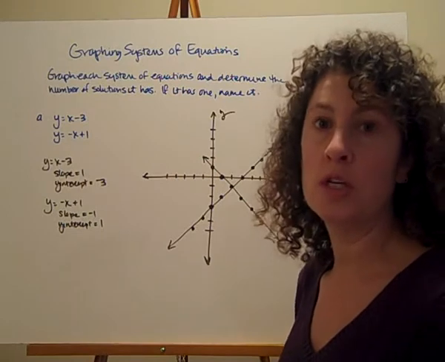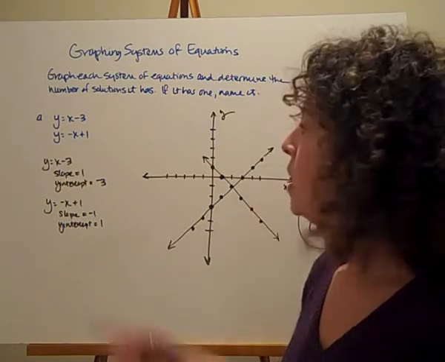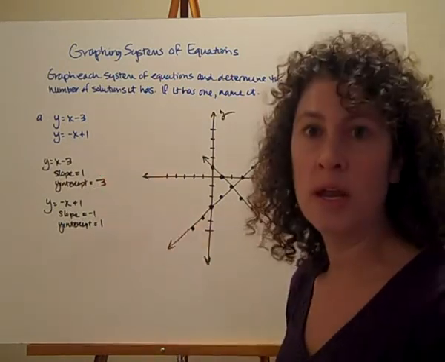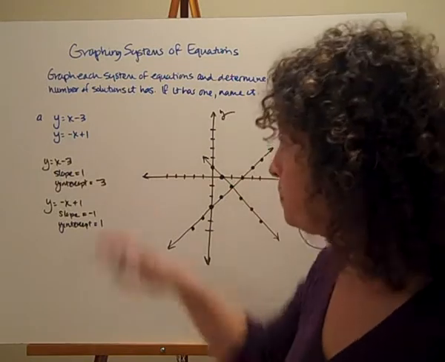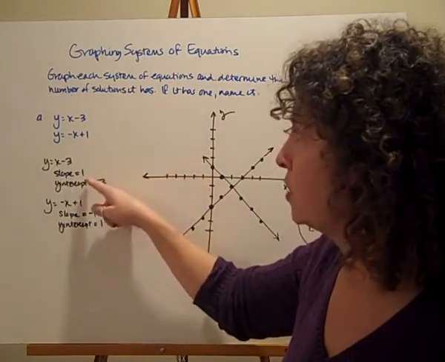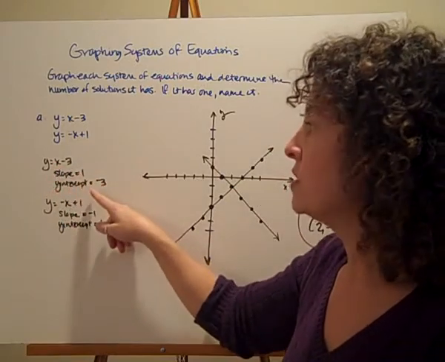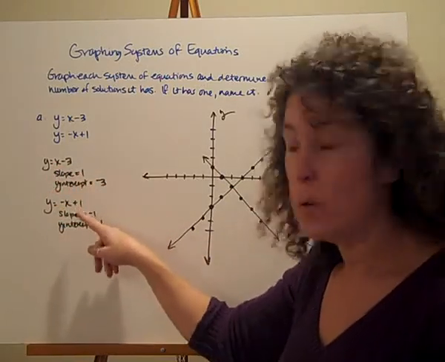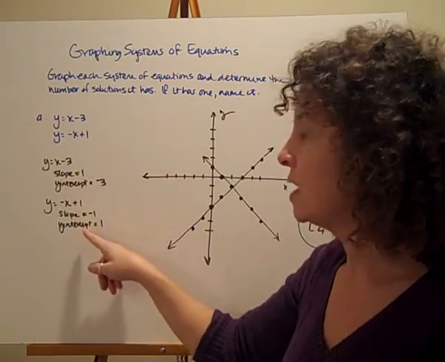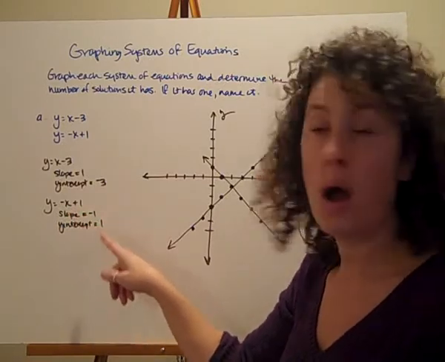If we change each equation into slope-intercept form, we can use the slope and we can use the y-intercept to create that graph. So for my first equation, I know that the slope is 1. It's going to be the coefficient of x, and I know that the y-intercept is negative 3. For my second equation, I see that the slope is negative 1, and that the y-intercept is positive 1.